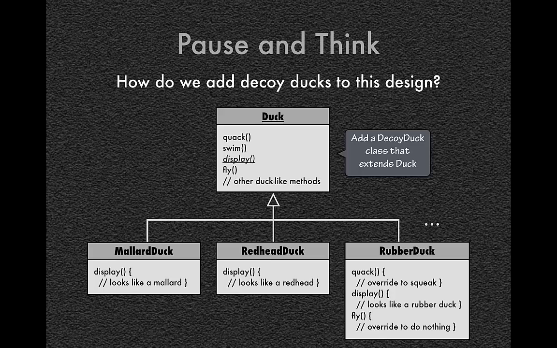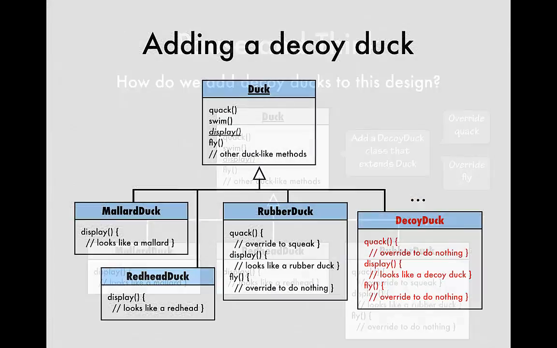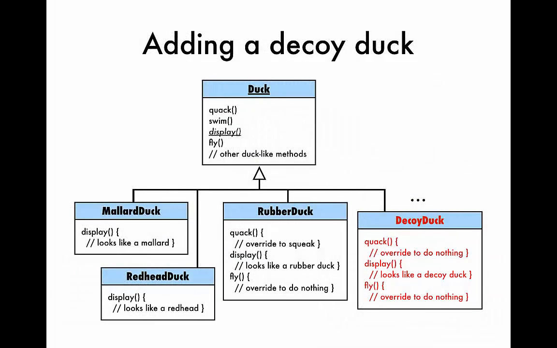But in addition to this, a decoy duck doesn't make a sound, so we have to override quack to do nothing. Likewise, we have to override the fly method to do nothing. And what we're going to end up with is something like this. And this is actually a benefit to this design. Adding a new kind of duck here does not modify existing code. As we're going to see later, this is a key design principle in object-oriented programming.